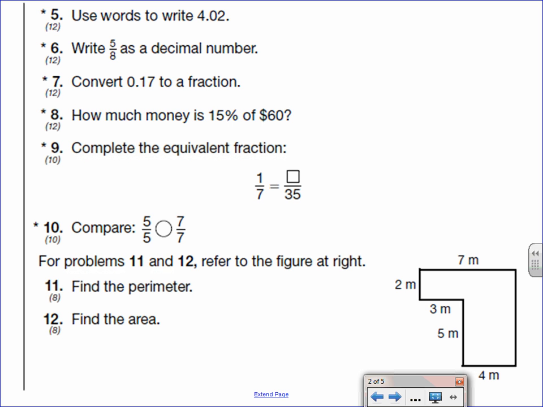Use words to write 4.02. If you have that chart handy, this is the tenths place here and the hundredths place here. So our number ends in the hundredths place. 02 I would read as 2. So this is going to be written as 4, the decimal point is "and," then I'd say 2, and since it ends in the hundredths place, hundredths. 4 and 2/100ths.